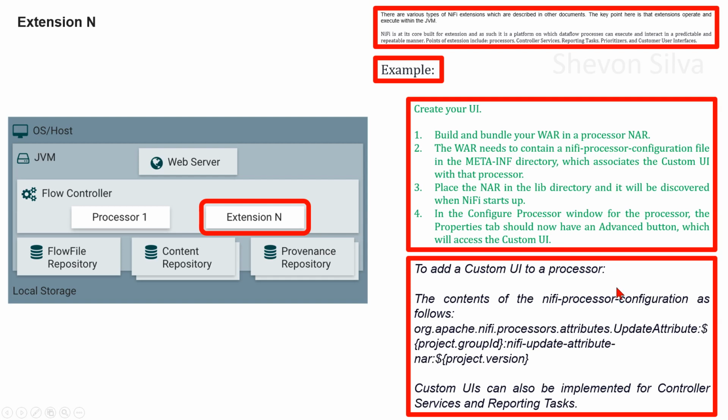To add a custom UI to a processor, the content of the nifi-processor-configuration file is as follows: org.apache.nifi.processors.attributes.UpdateAttribute, then project.groupId, nifi-update-attribute-nar, and again you have to give the project.version information.